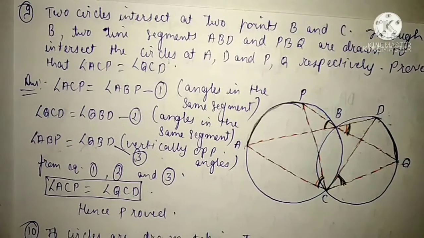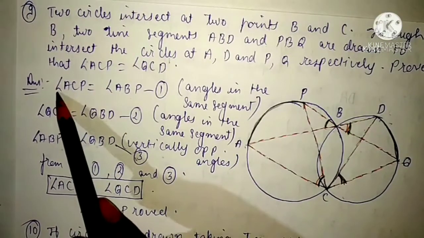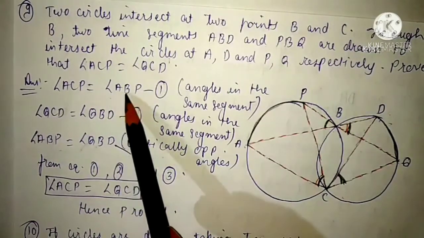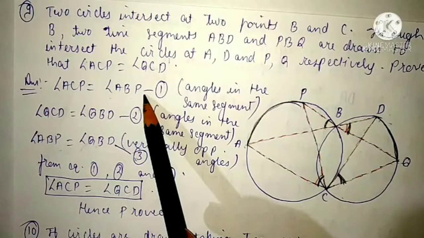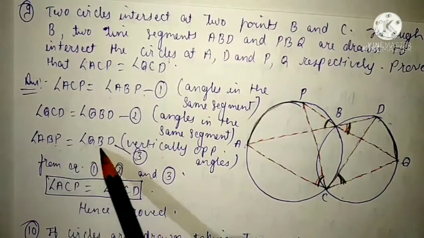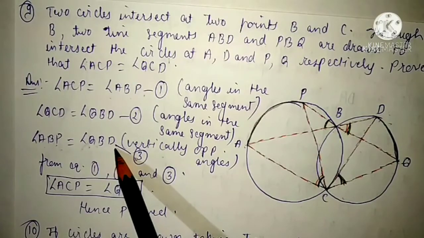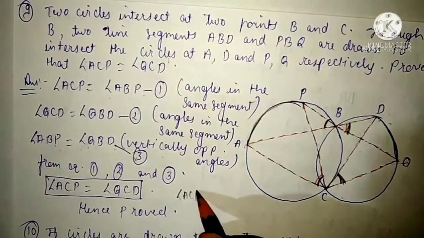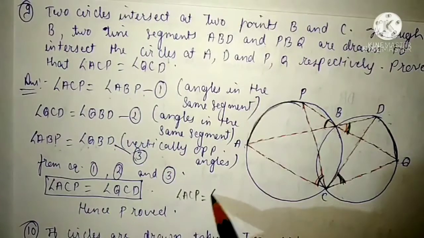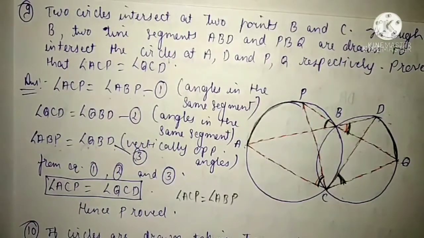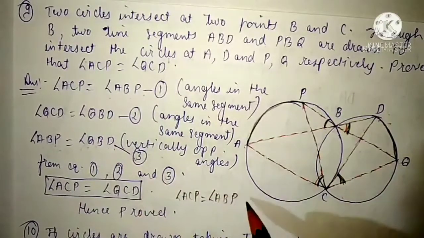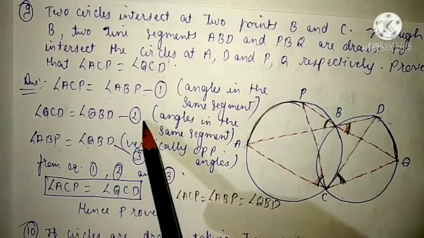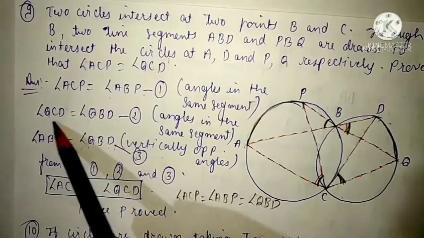Now see, write this angle ACP. Angle ACP is equal to ABP. And in equation number 3, ABP is equal to QBD. See, I will tell you, angle ACP is equal to angle ABP, and this ABP is equal to QBD. And from equation number 2, this QBD is equal to QCD.